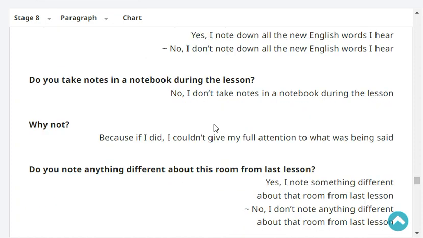Do you take notes in a notebook during the lesson? Yes or no? No, I don't take notes in a notebook during the lesson. One more. No, I don't take notes in a notebook during the lesson. Why not?